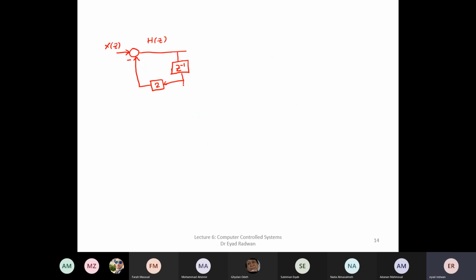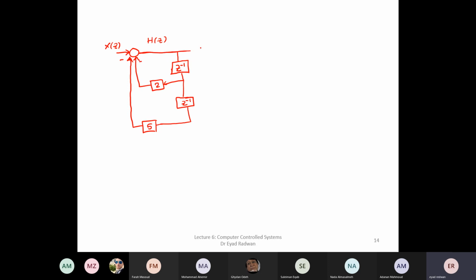I need another delay unit. This z to power minus 1 becomes z to power minus 2, and I will feed this back through a gain of 5 and then subtract it as well from here. So this is negative, this is negative. Now this h of z is generated.